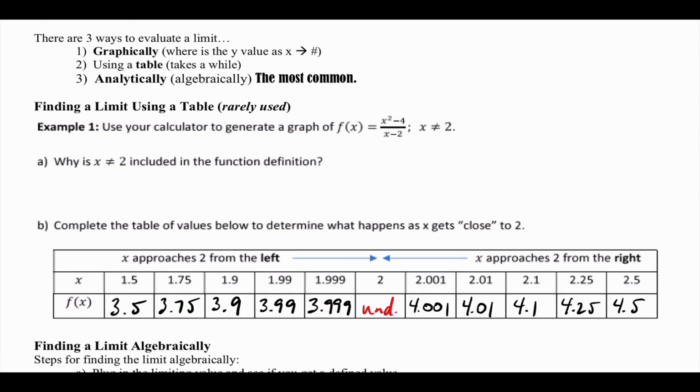So I filled out my table. Your table's not filled out, but I filled it out just because I didn't want to sit here plugging in values, so I just did it before class. So example number one. It says use your calculator to generate the graph. We don't have to look at the graph. But what I did do was fill out a table, right? So this is how I got the numbers. I plugged in 1.5 into f of x, and when I did that, I got 3.5. And then I plugged 1.75 in for x, and I got 3.75. And then I did it for the rest.